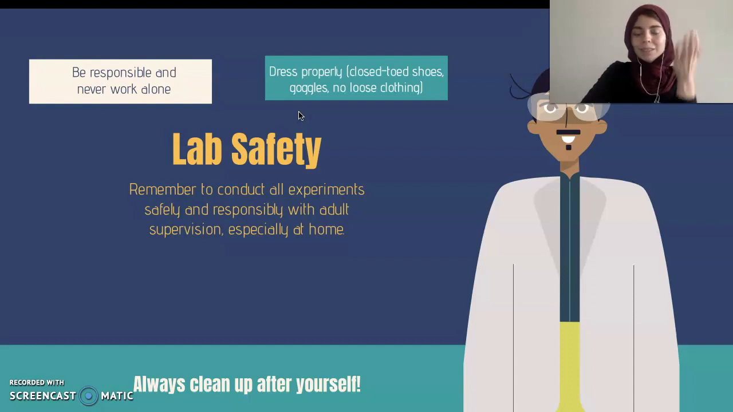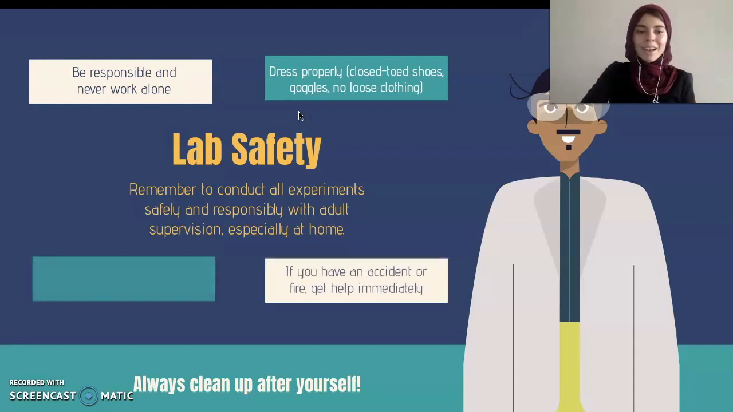Remember, in our science lab, this is one of our important rules. Also, if you have an accident or fire, get help immediately from the adult that's supervising you. And of course, do not eat, drink, or chew gum in the lab. All right, so a little bit of lab safety review.